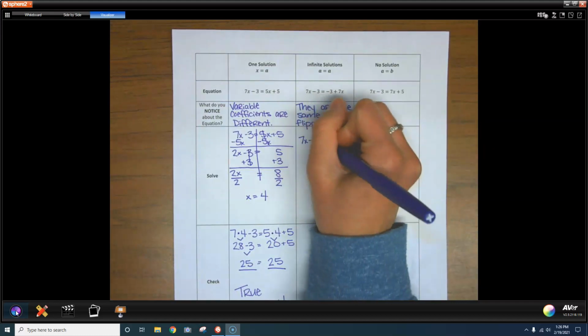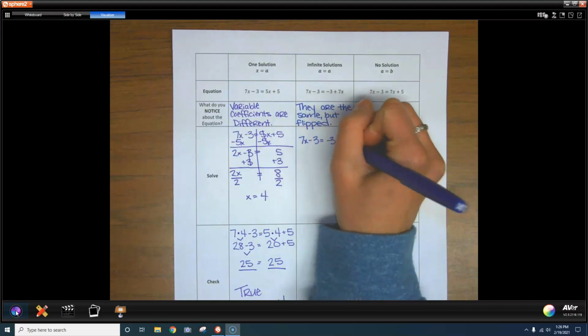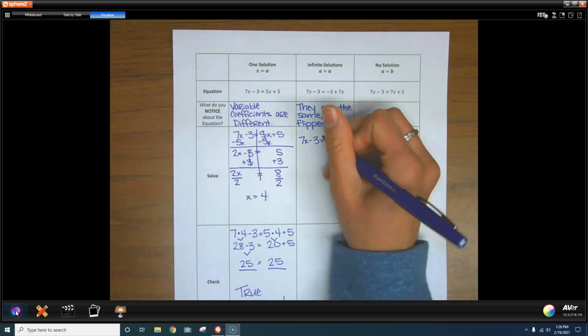7x minus 3 equals negative 3 plus 7x. I'm going to keep clearing my throat because I have a bubble stuck there. Sorry, guys.